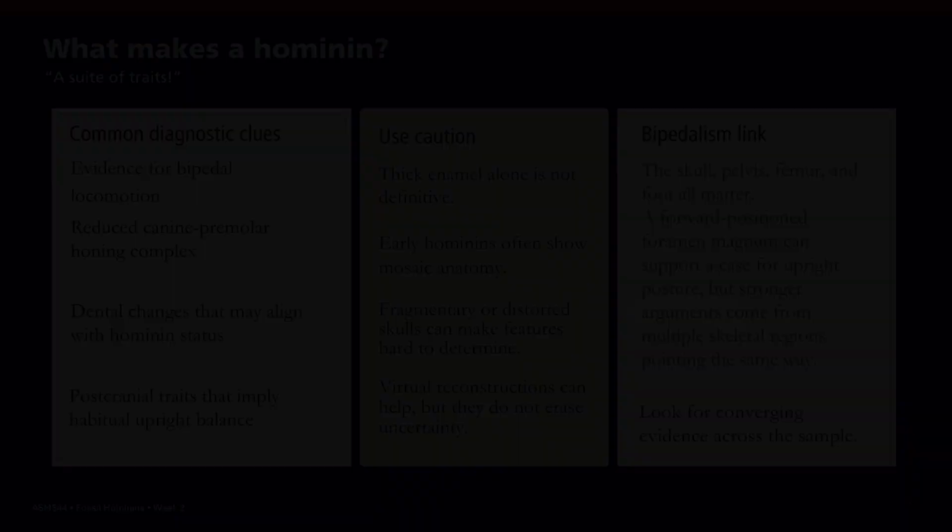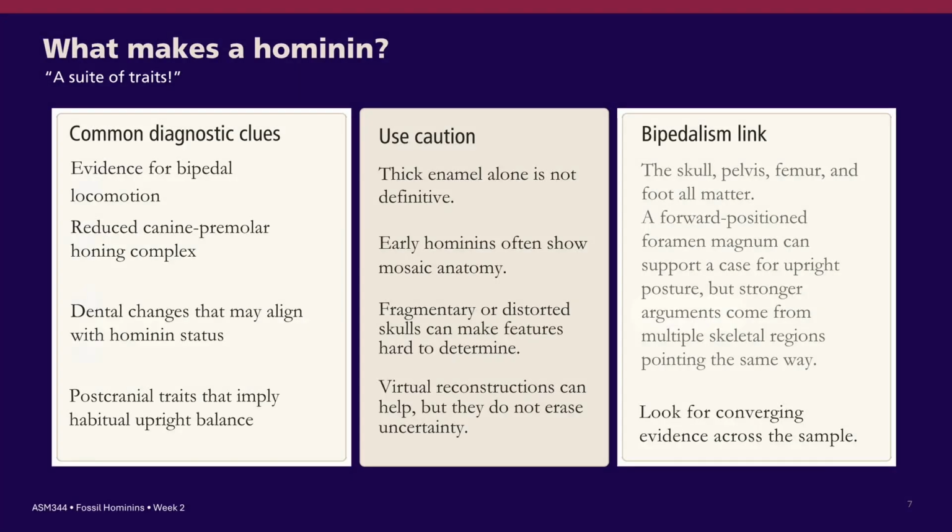So what makes a hominin? There is a whole suite of traits that indicate whether or not a specimen is a hominin. The major traits often covered in this course are evidence of bipedal locomotion and changes in the dentition, especially reduction of the canine premolar honing complex. Some taxa also show changes in enamel thickness, although enamel alone is not a reliable diagnostic feature because thick enamel evolved in multiple ape lineages.